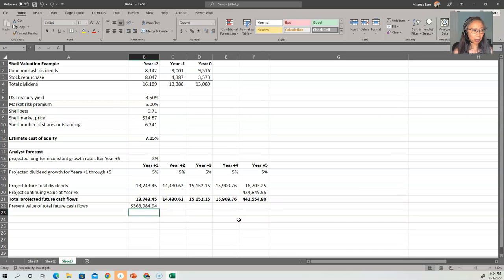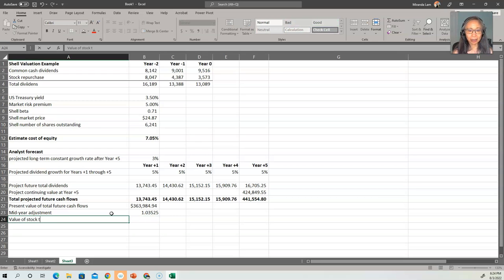So this is our projected future present value. And we can add in our mid-year adjustment. Remember, the mid-year adjustment is 1 plus the cost of equity divided by 2. Once again, if you don't have the formulas memorized, write it down so that you can create your model without having to memorize all the formulas.